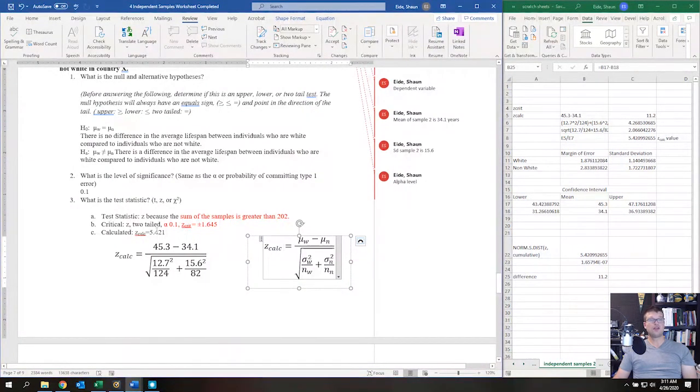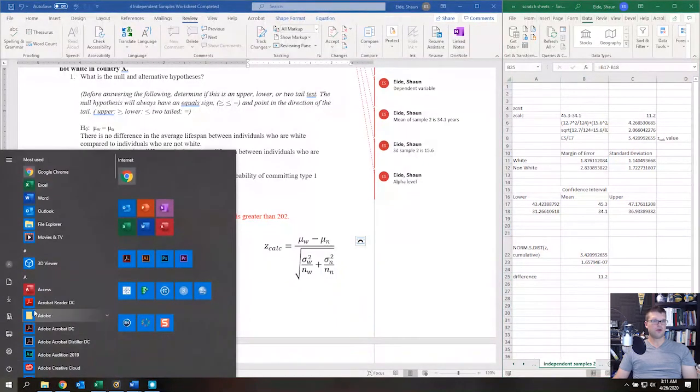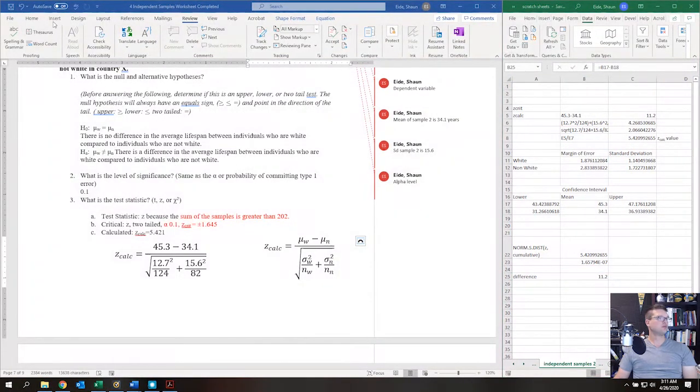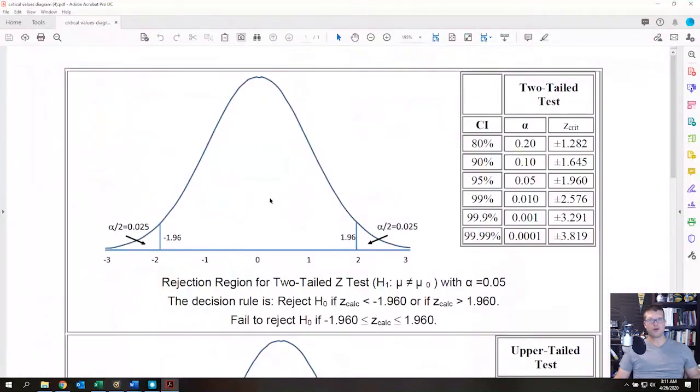So the z, two-tailed, and alpha allow us to calculate the z critical value. And in order to calculate the z critical value, we can just go to the chart, which I can pull up. I'm going to pull up the PDF chart. And so I've got the critical values diagram right here. So this is a really great resource for you.